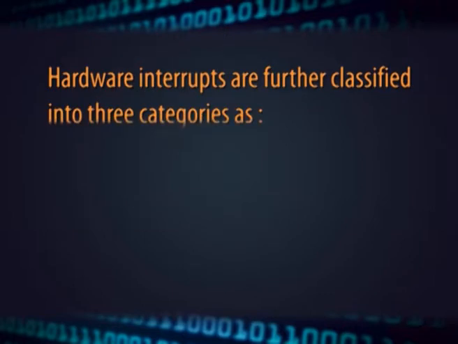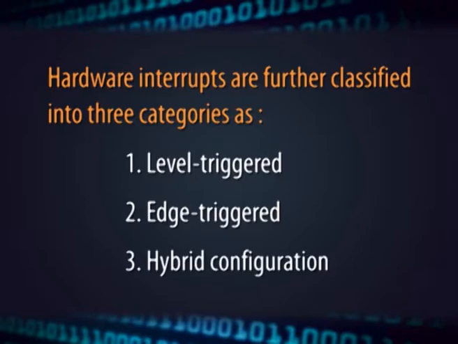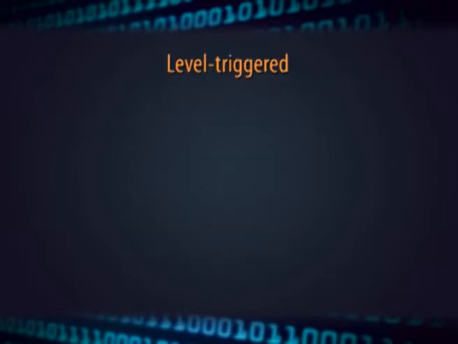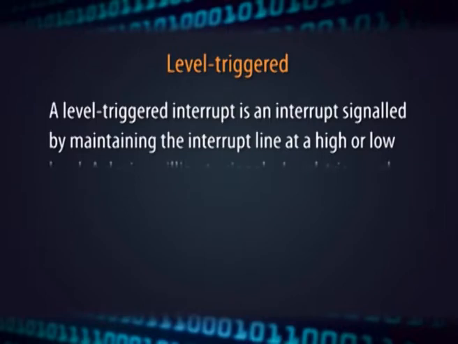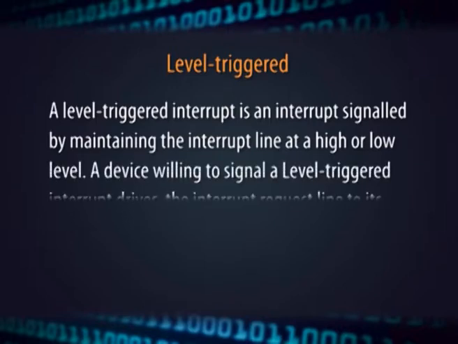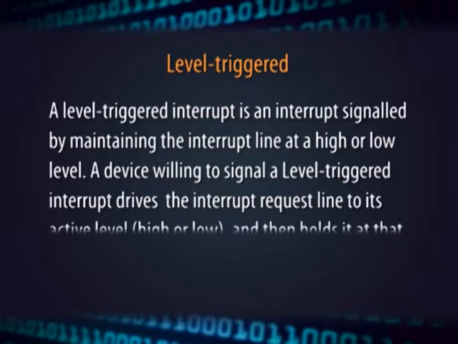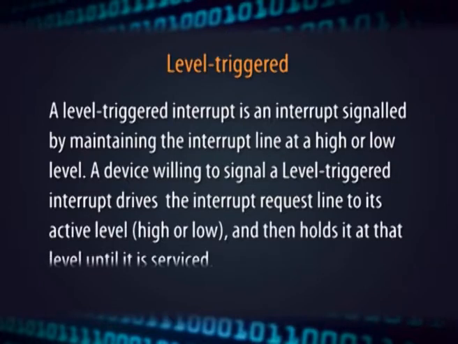The hardware interrupts are further classified into 3 categories as 1. Level triggered, 2. Edge triggered and 3. Hybrid configuration. First, a level triggered interrupt is an interrupt signaled by maintaining the interrupt line at a high or low level. A device willing to signal a level triggered interrupt drives the interrupt request line to its active level, high or low, and then holds it at that level until it is serviced.